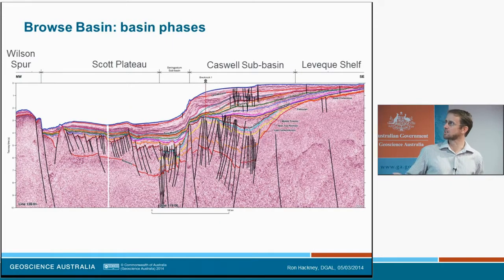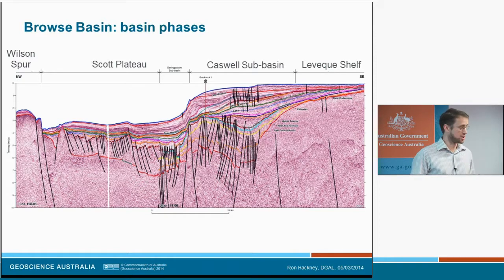And here's that seismic section starting on the Leveque shelf, the quite shallow sediments. This would be the Kimberley block coming out underneath. The Caswell sub-basin here, where you've got something like up to 15 kilometres of sediment underneath the basin, and then out onto this submerged Scott Plateau here.